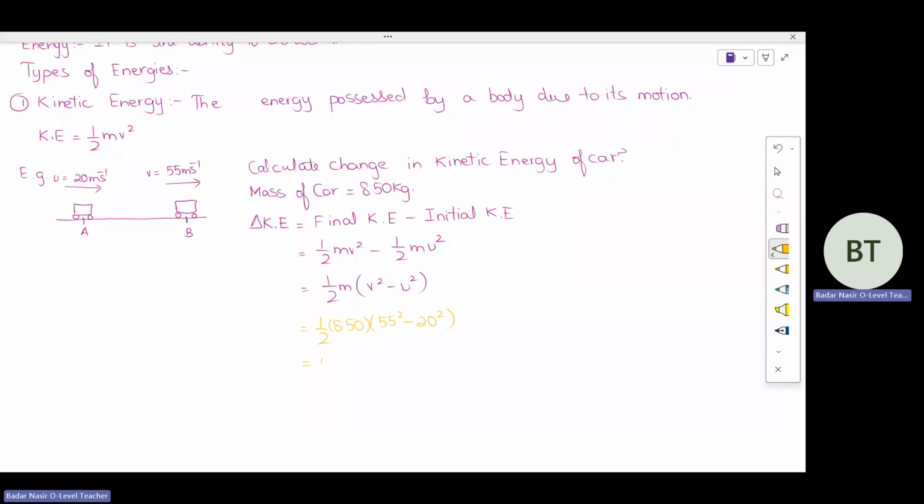1115625. So 115,625. Okay, so this is the value that we get. 115,625. Is it the answer? Okay. So for the final answer, you have to round off the value to two significant figures and you'll get the change in the kinetic energy. Okay, I hope this is clear to everyone.